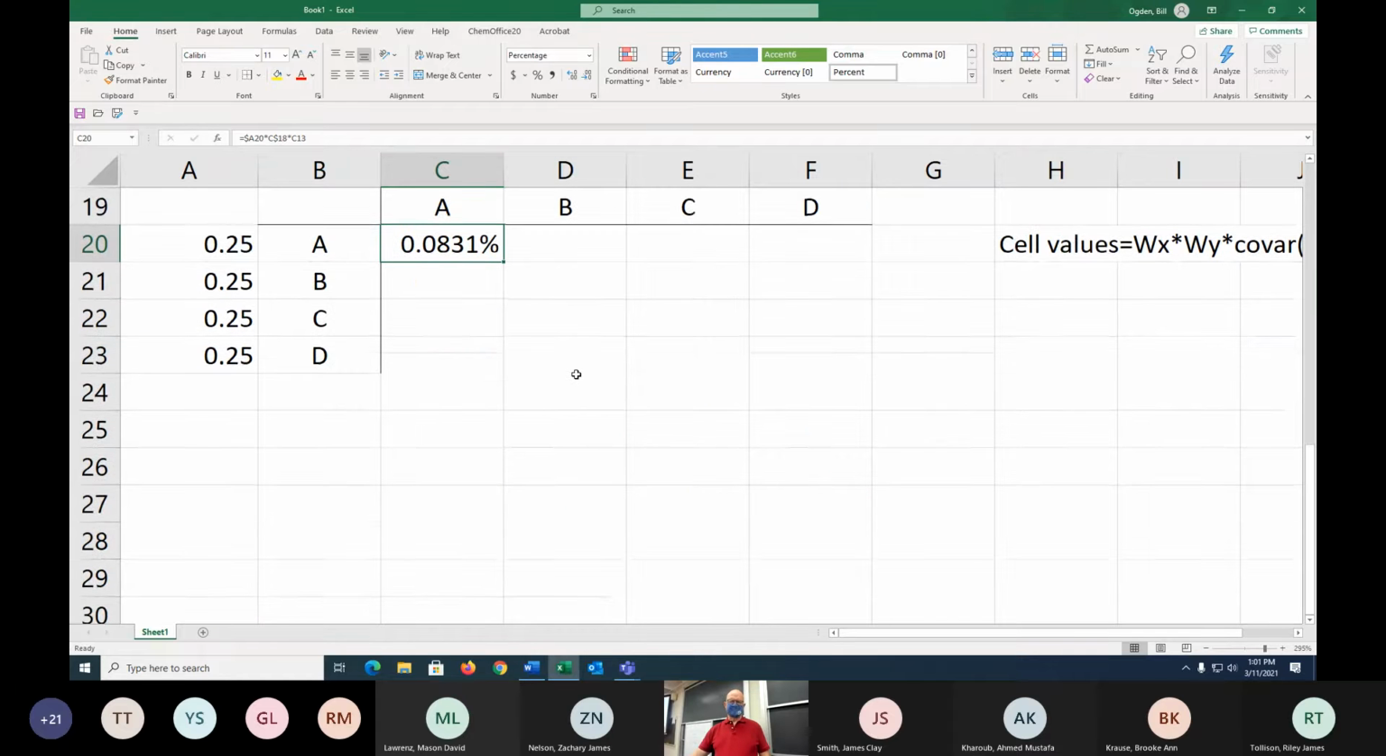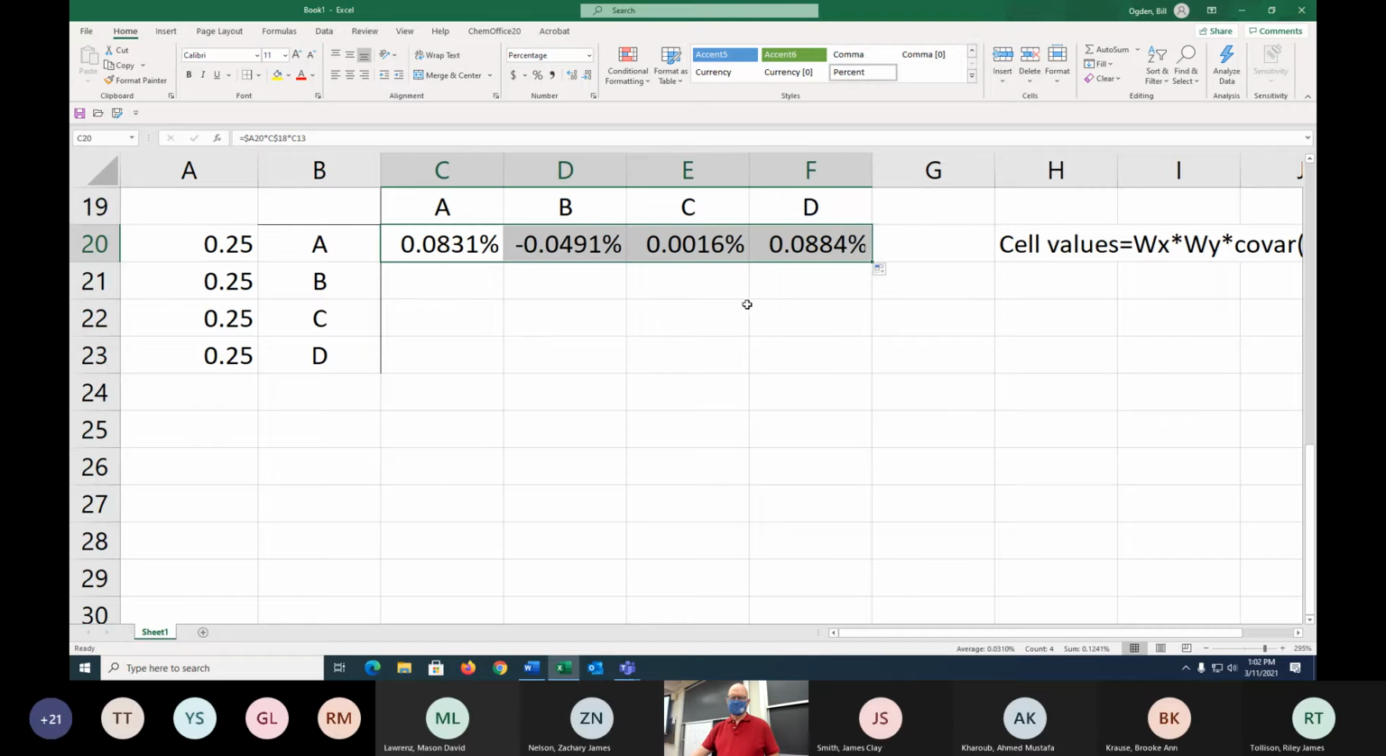Okay. Now what do we have to do, you think? I bet we can fill this thing out in less than 10 seconds. So you're going to copy this all the way across, and you will copy this down.